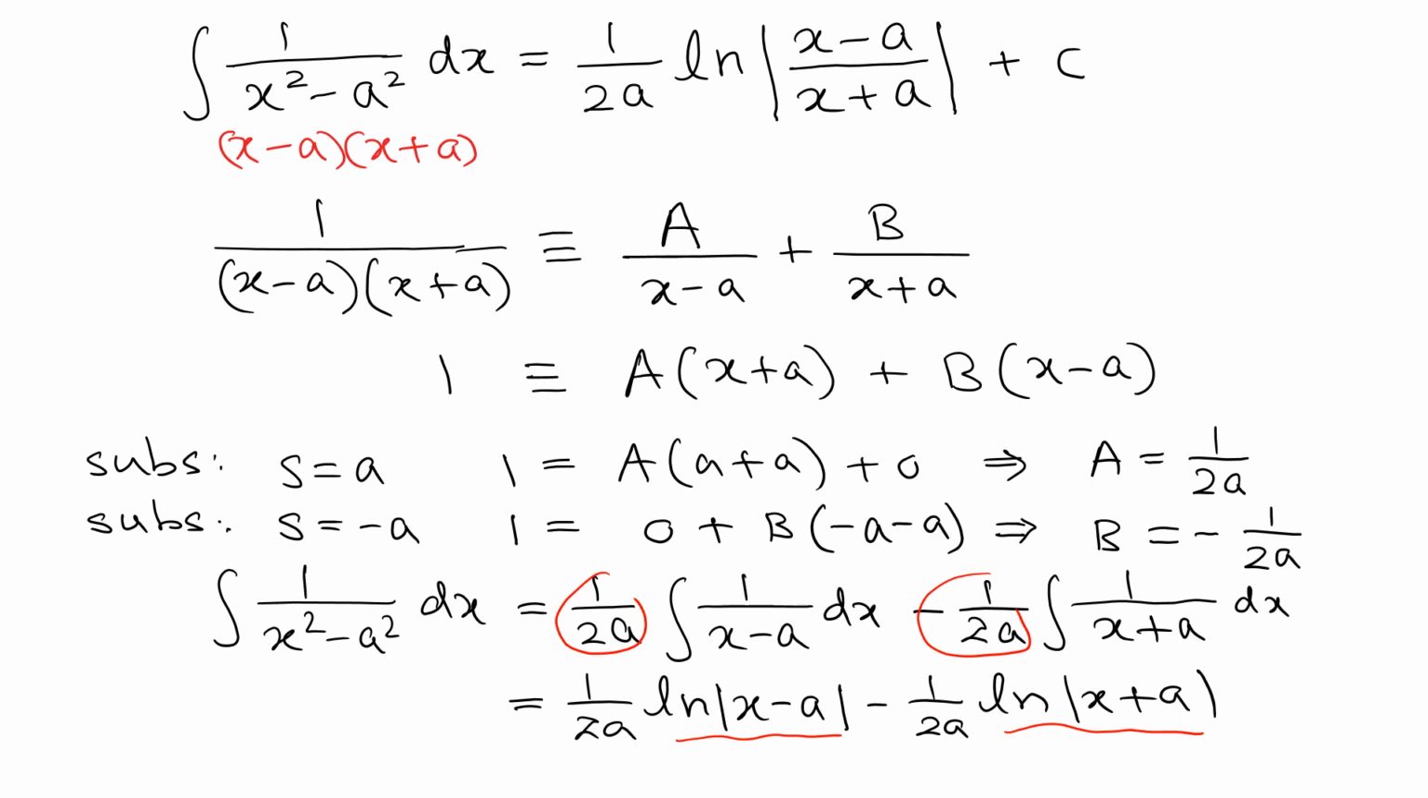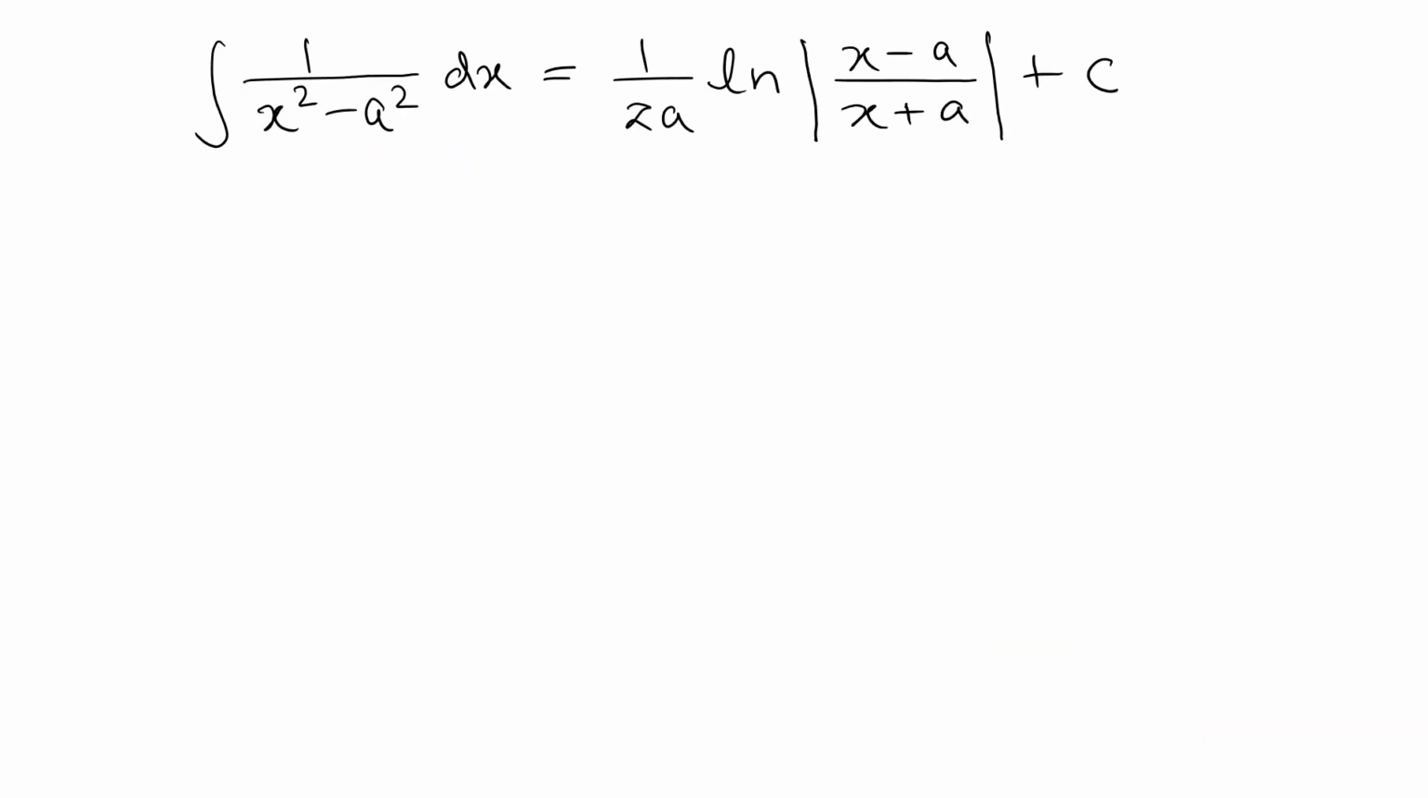So we pull it out, and it's a log difference. A log difference means a division. So you can write it like this now. The final answer is 1 over 2a ln of (x minus a) over (x plus a). Okay, so this is the second important formula. So now let's put all of them together.